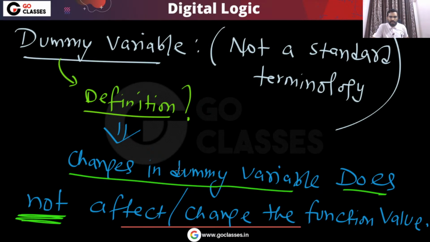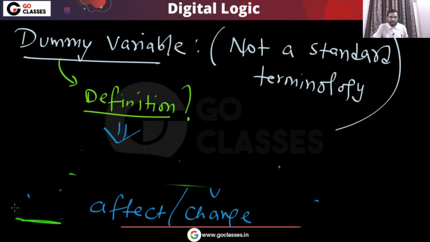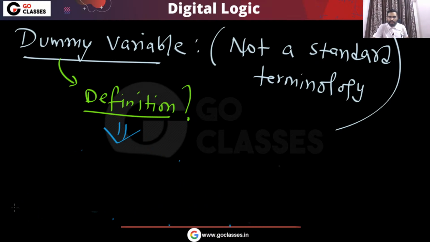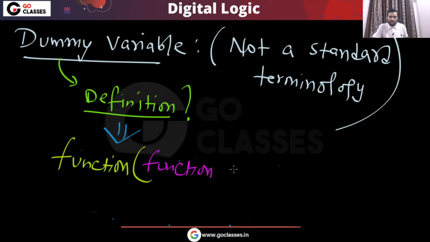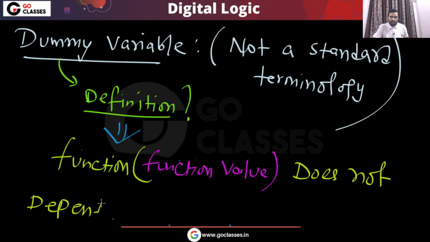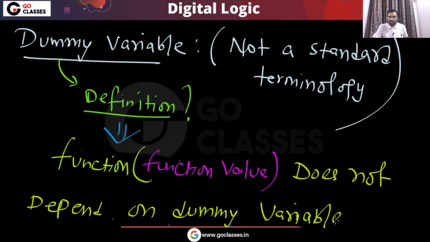Dummy variable means change in dummy variable does not change the function value, or I can say that function does not depend on it, or function value does not depend on dummy variable. This is the definition of dummy variable, that function does not depend on the dummy variable. It does not depend on the dummy variable. Is it clear to everyone? Tell me. So this is the definition.